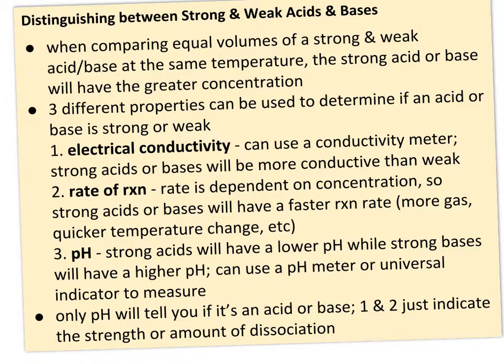The rate of reaction is another one. Rate's going to be dependent on concentration. So strong acids will release more H plus concentration than a weak one will. So you'll have a faster reaction rate, such as more gas or a bigger temperature change being produced. And then pH, strong acids obviously will have a lower pH, while strong bases will have a higher pH. And you can use the pH meter or universal indicator to measure that. Only pH will actually tell you if it's an acid or base. The others, depending upon what you're reacting it with, may or may not indicate if it's an acid or a base. Like if you're doing a neutralization, it'll simply let you know it's being neutralized.